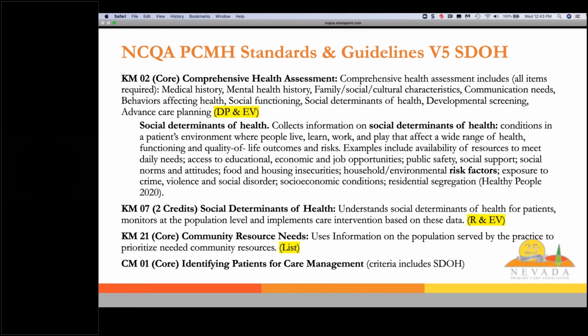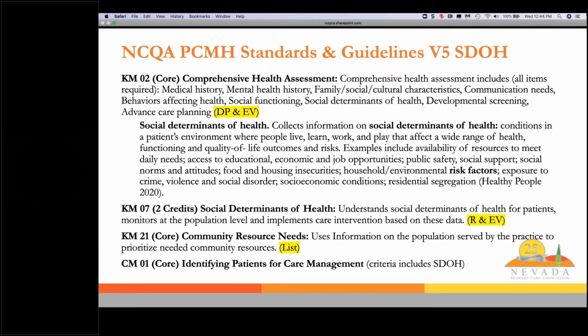So what this slide is showing you is that there are multiple criteria or activities that you as a federally qualified health center need to demonstrate as part of your recognition that tie back to the social determinants of health, and thus the rationale for utilizing the PRAPARE tool, as well as using the Nevada Community Connector as a resource to help you in tracking and meeting your patient needs so that you can improve their care and their health outcomes. So the first core criteria is comprehensive health assessment.